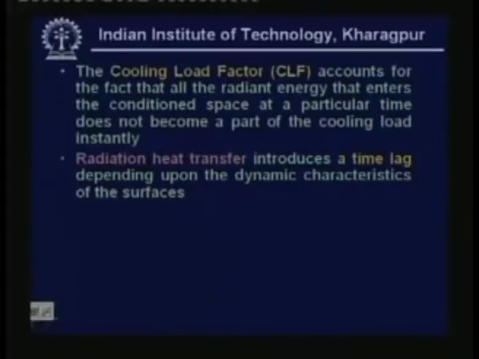So, what happens when radiation enters into a conditioned space? Let us say that you have a window exposed to the outside and solar radiation enters into the conditioned space through the window. Since it is radiation, the air inside the building does not absorb all of it. Only a small fraction is absorbed by the air. Most of it is absorbed by the surrounding surfaces, for example the walls, floor, roof. If any furniture is there, that also absorbs this radiation. So first the radiation is absorbed by the walls and the other surfaces and not by the air.